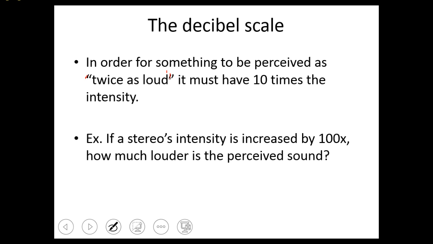So if a stereo's intensity is increased by 100 times, how much louder is the sound perceived? Well, the sound is 3 times as loud. Even if the intensity is increased by 100 times, the sound's perceived intensity in decibels is going to be 3 times what it was originally. Okay.